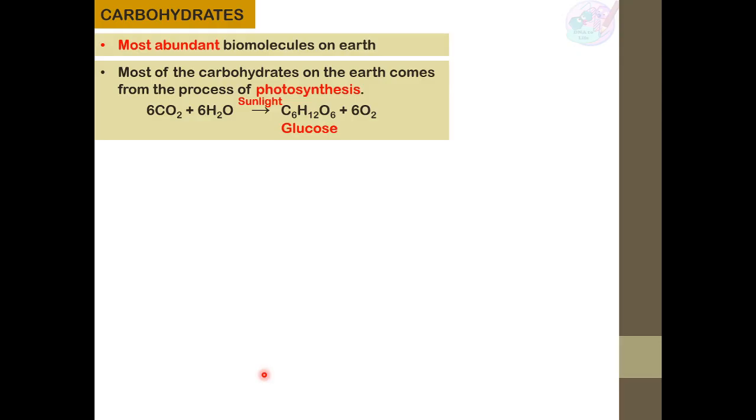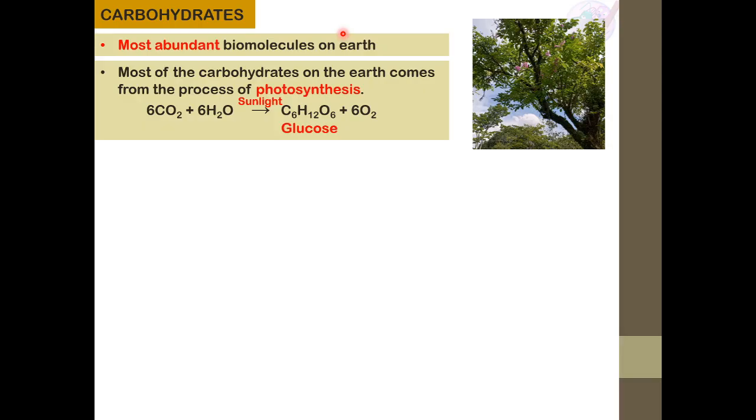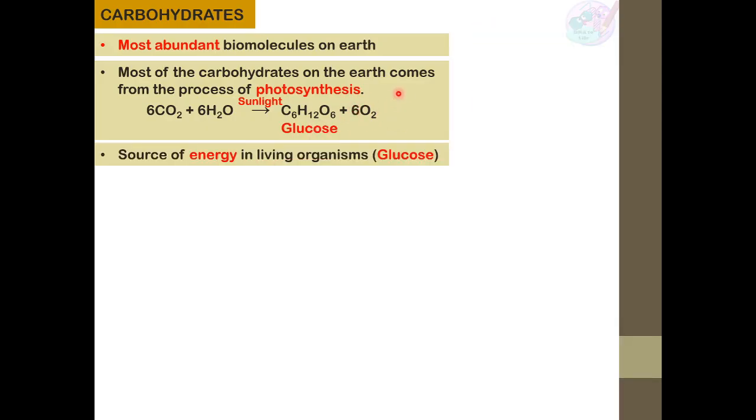In this lecture, we will discuss carbohydrates. Why are carbohydrates important? Because they are the most abundant biomolecules on the earth. Most of these carbohydrates are synthesized through the process of photosynthesis by plants. When carbon dioxide and water react together in the presence of sunlight, they produce glucose and release oxygen. So glucose is the energy source, and it's used by many organisms like bacteria, fungi, protists, plants and animals.